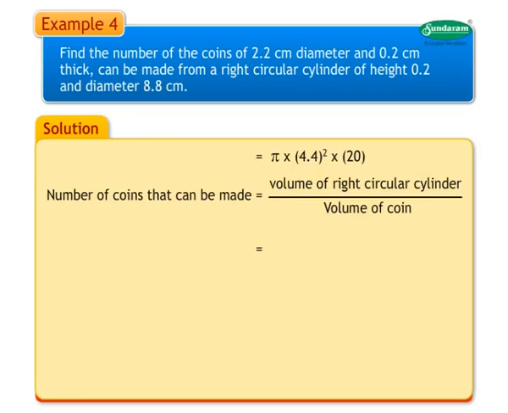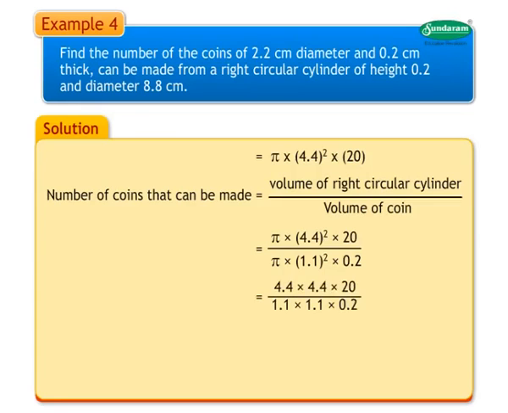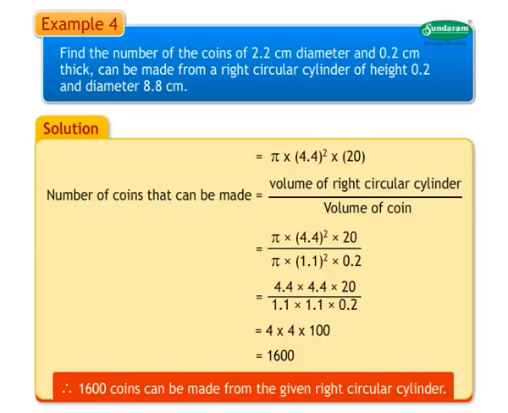Number of coins that can be made is equal to volume of right circular cylinder upon volume of coins, which is equal to pi into 4.4 square into 20 upon pi into 1.1 square into 0.2, which is equal to 4.4 into 4.4 into 20 upon 1.1 into 1.1 into 0.2, which is equal to 4 into 4 into 100, which is equal to 1600. Therefore, 1600 coins can be made from the given right circular cylinder.